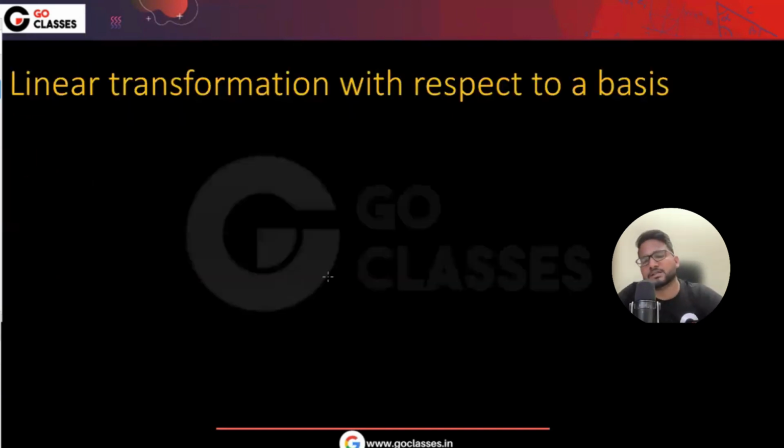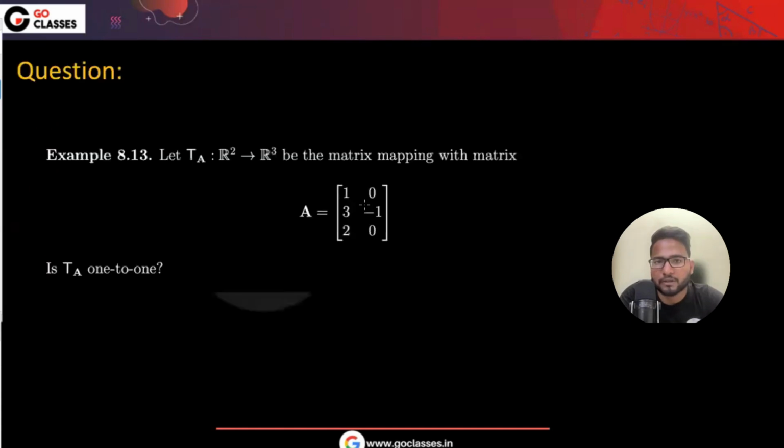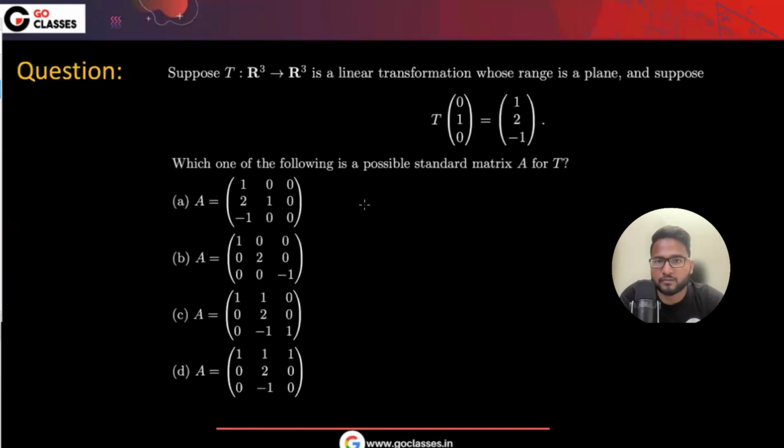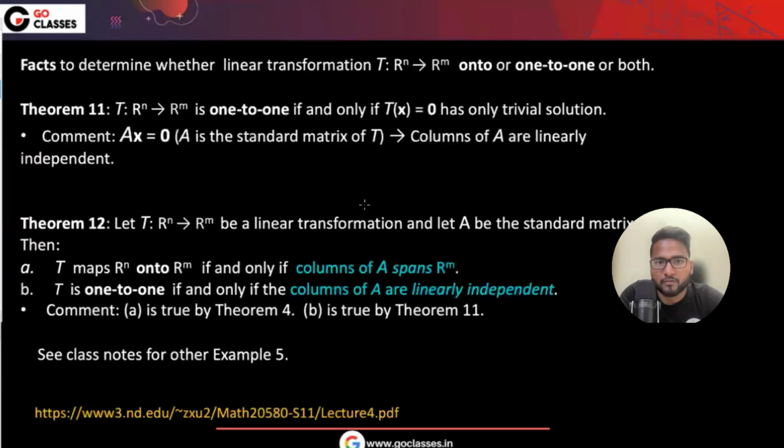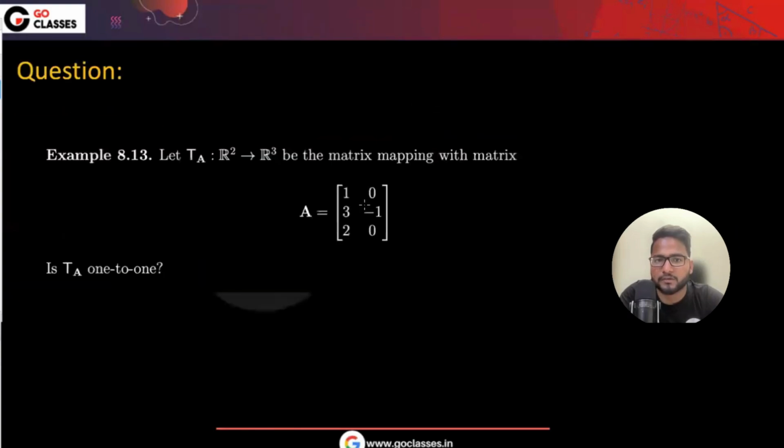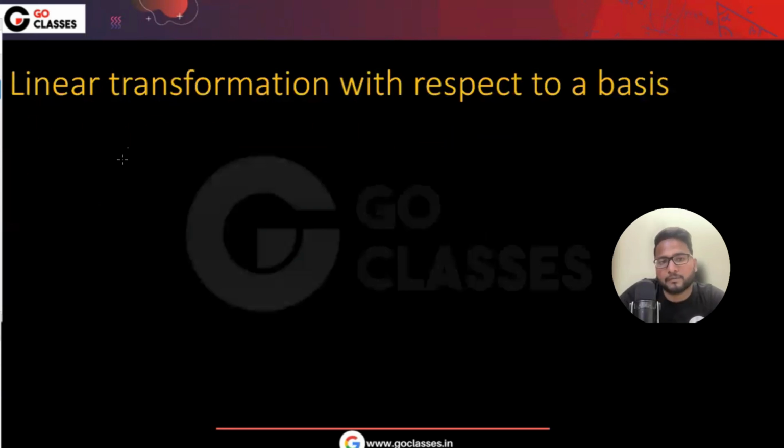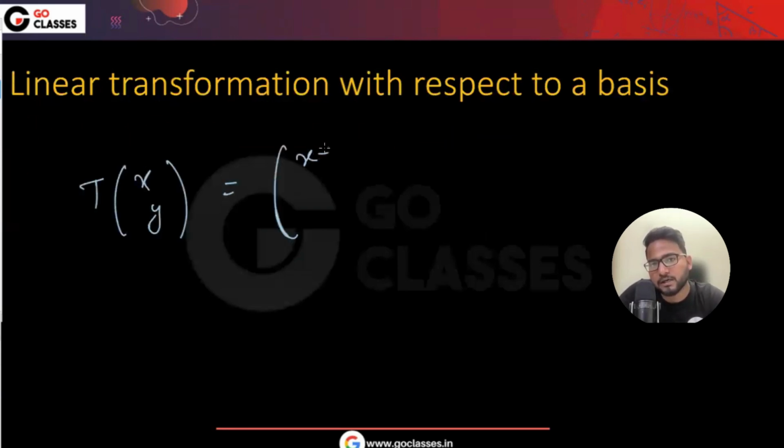Okay. Now let's start something very new and important. I don't know if it is very important or not, but yeah, it is important to understand at least, right? The linear transformation with respect to a basis. So we have seen linear transformation, I mean, general linear transformation. For example, let's just take one random linear transformation. Let's suppose T of x, y. We have seen that this is a linear transformation, right? x plus y, x minus y.